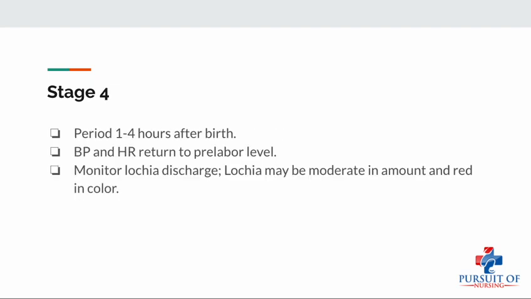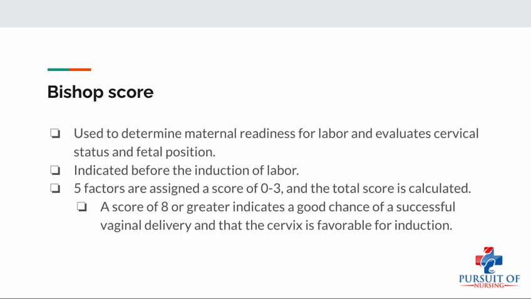Stage 4 is 1 to 4 hours after birth. So it's when the mother's blood pressure and heart rate return to a pre-labor level. You also want to monitor the lochia discharge. The lochia may be moderate in amount and red in color. The lochia is the vaginal discharge after labor. It usually lasts for about 3 days.